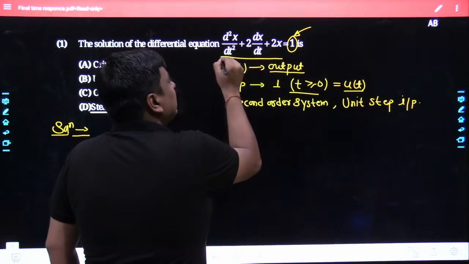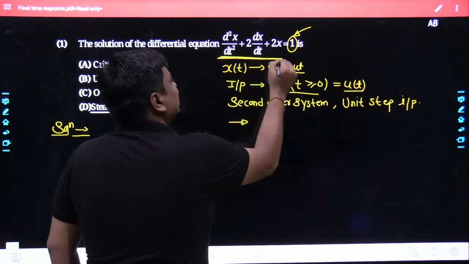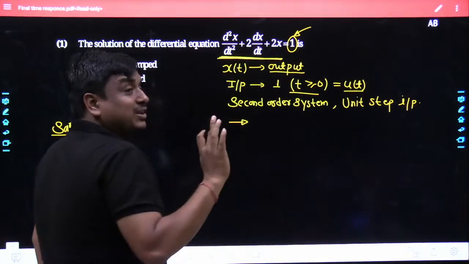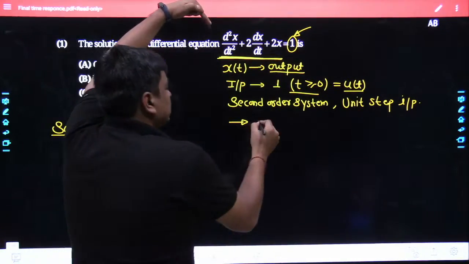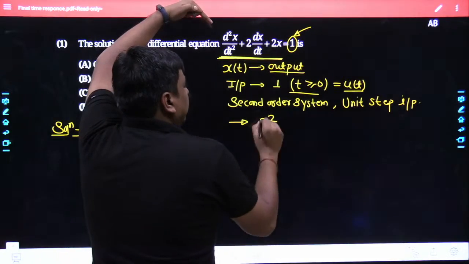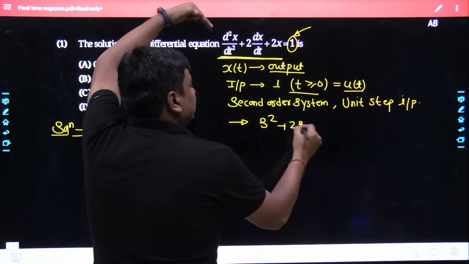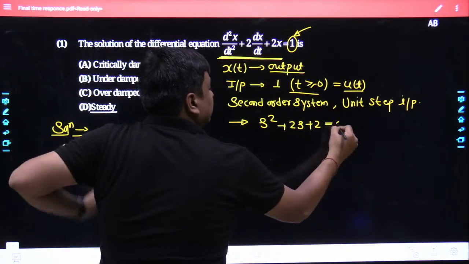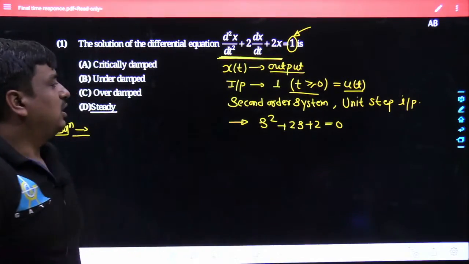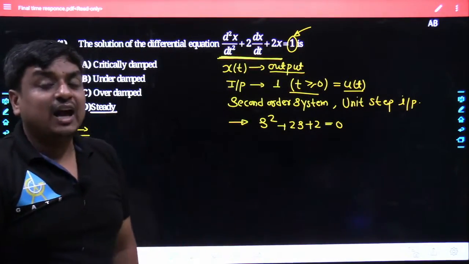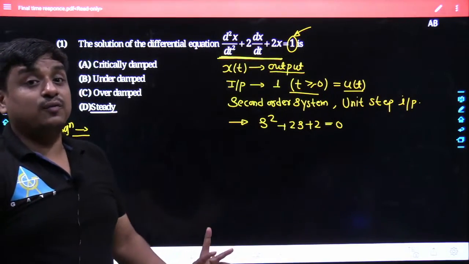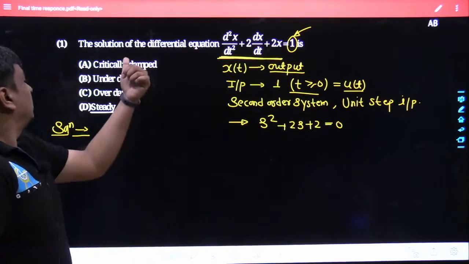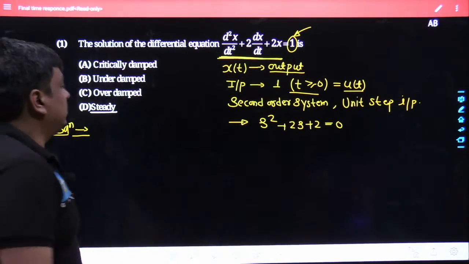First, I would take a Laplace transform on the left as well as the right hand side. Anyway, I am not worrying about the right hand side. I am just worrying about my characteristic equation. So the characteristic equation would become s square plus 2s plus 2, and I would compare it with 0. And from this characteristic equation I would easily get the value of zeta, and from zeta I would easily get the type of response the system would have.